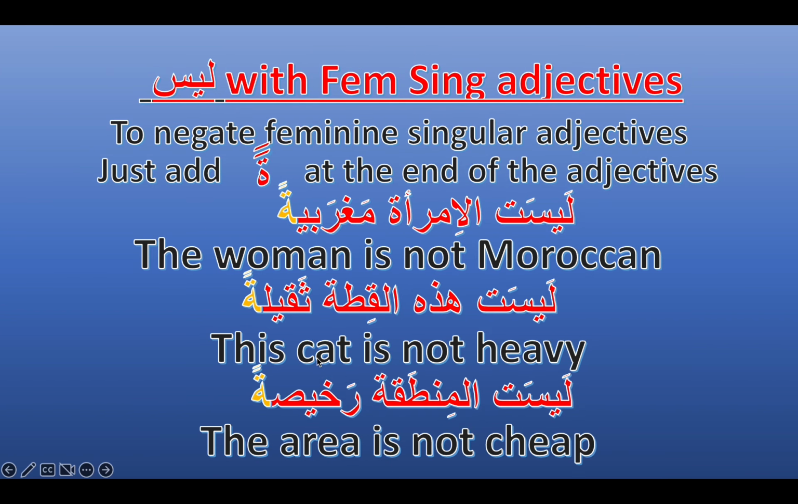How about when negating feminine singular adjectives? To negate feminine singular adjectives, which will always end in a ta marbuta, you just add fatha tanween on top of the ta marbuta at the end of the adjective. So ليست المرأة مغربيتان. So the fatha tanween on top of the ta marbuta makes the sound tan at the end. ليست المرأة مغربيتان.